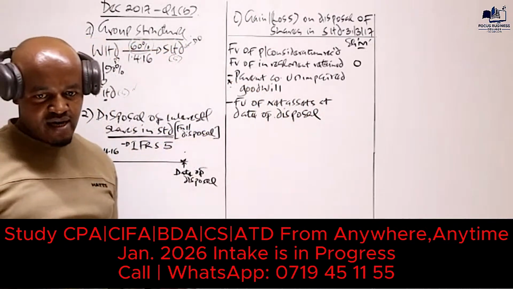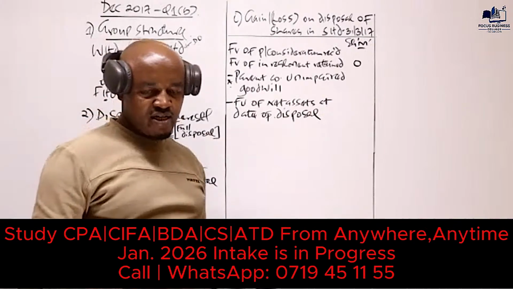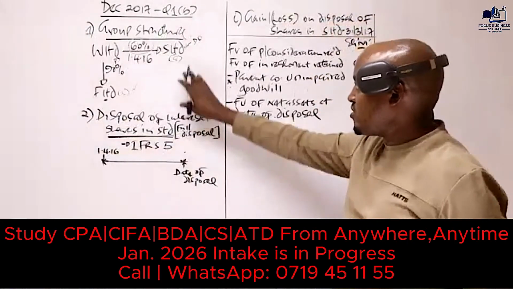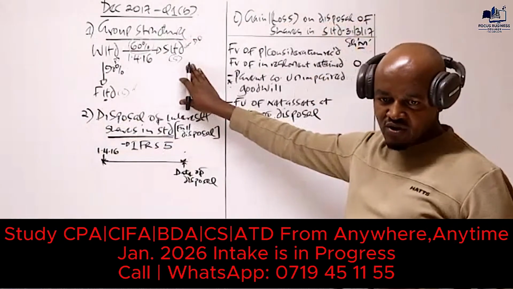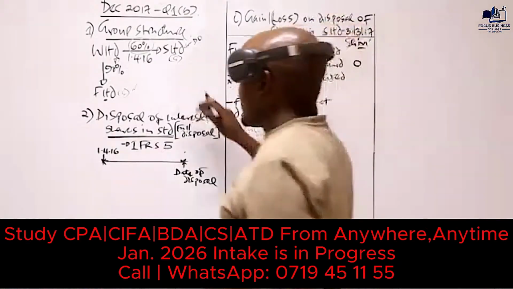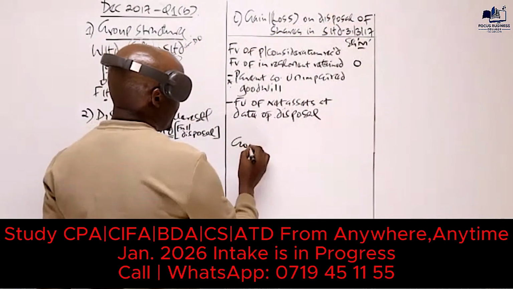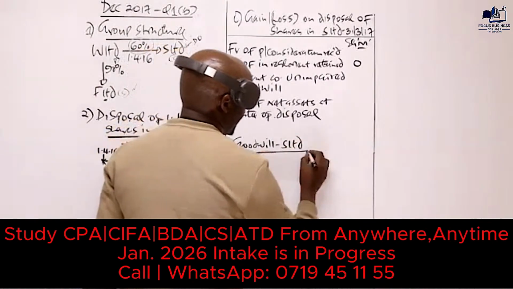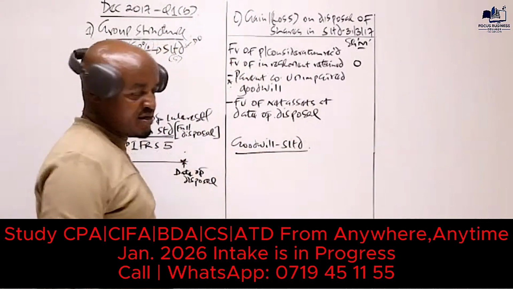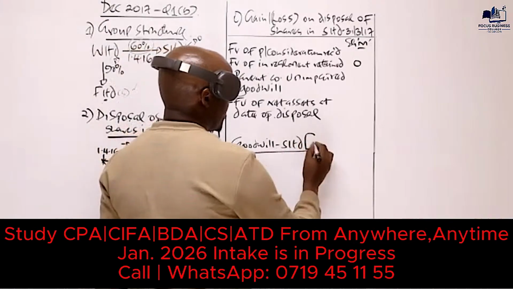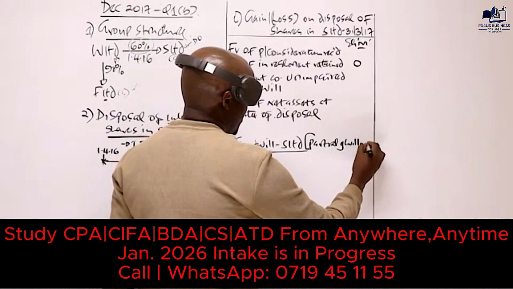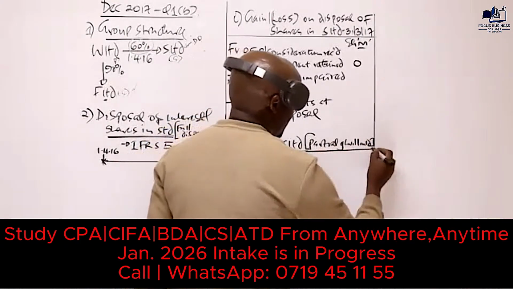The parent company's share of impaired goodwill: where do we get information about that? We will compute the goodwill on acquisition of S from the information we have in note number 1. Let's go back to note number 1 and compute the goodwill on acquisition of S Limited. As per note number 1, this goodwill will be computed using the partial goodwill method.